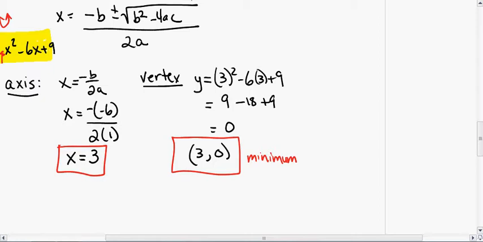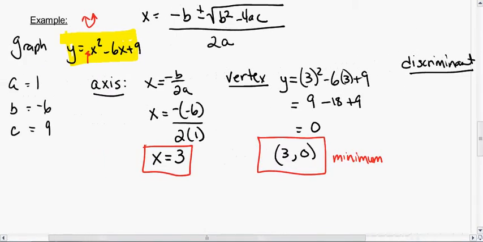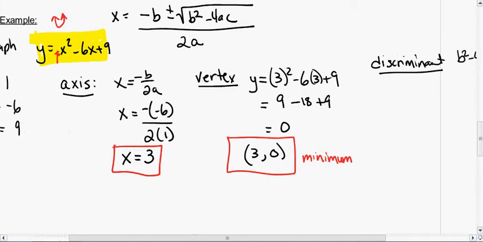And to do that, I look at the discriminant. So let's find the discriminant next. And remember, the discriminant is the part of the quadratic formula that's under the square root sign. It's the b squared minus 4ac.